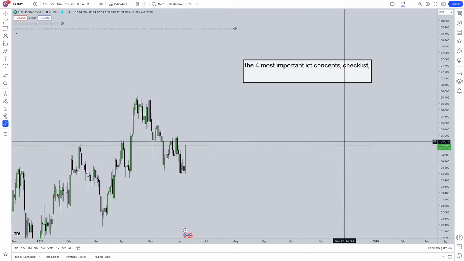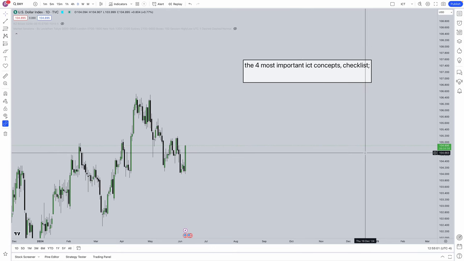In this video, I'll be breaking down the four most important ICT concepts. I'll be creating a whole checklist for you guys and including a strategy towards the end of this video. Without these concepts, you should not be trading at all. These are the baseline concepts that are needed for every single trade that you take. And I'll be breaking it down in literally 15 minutes within this video for you guys.